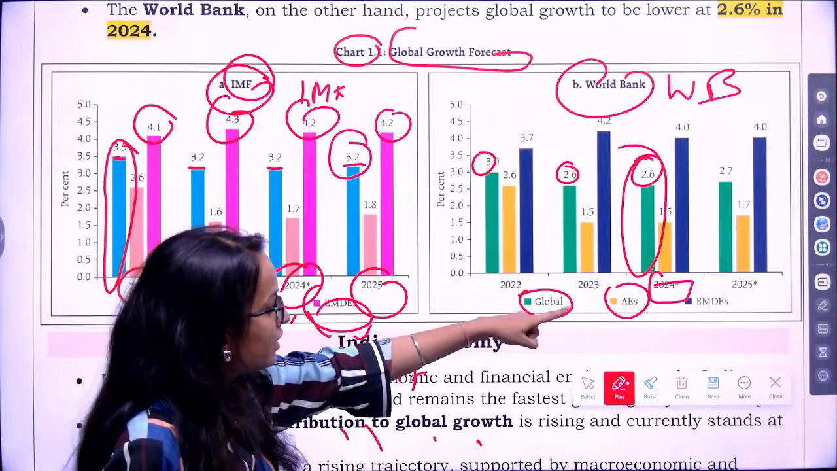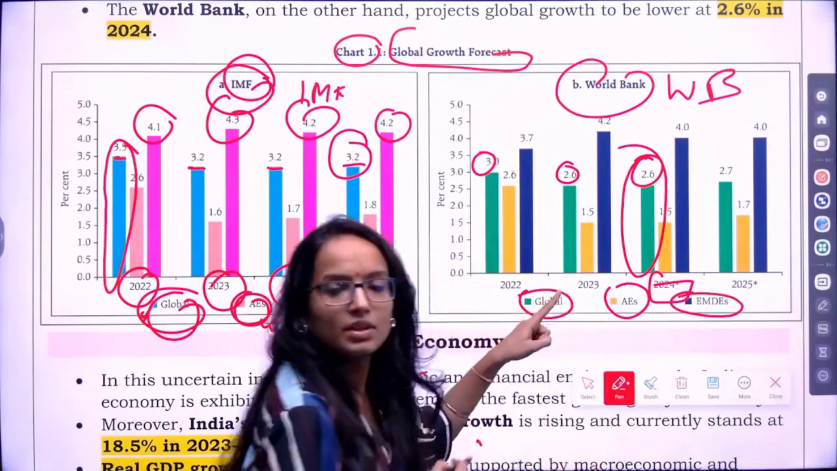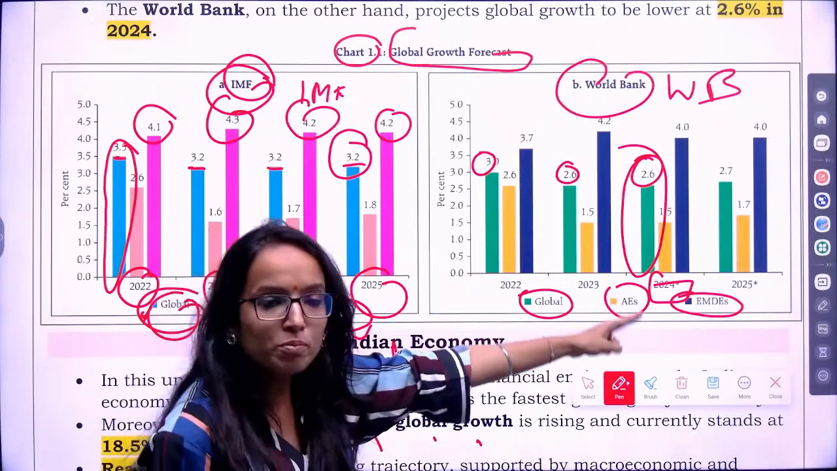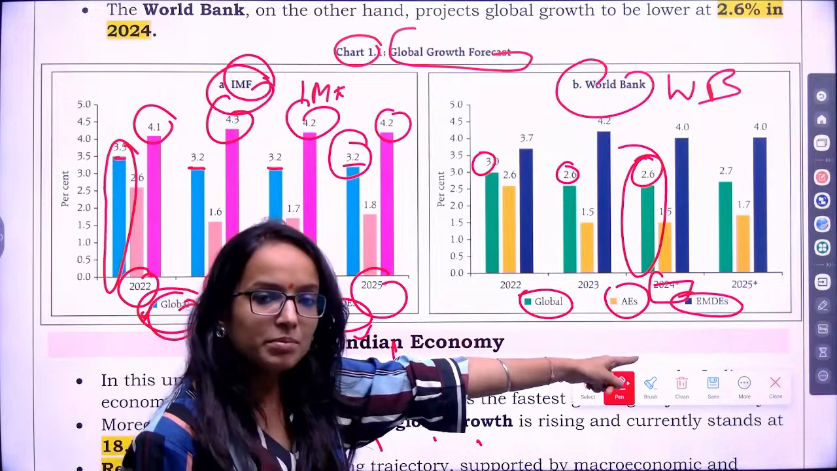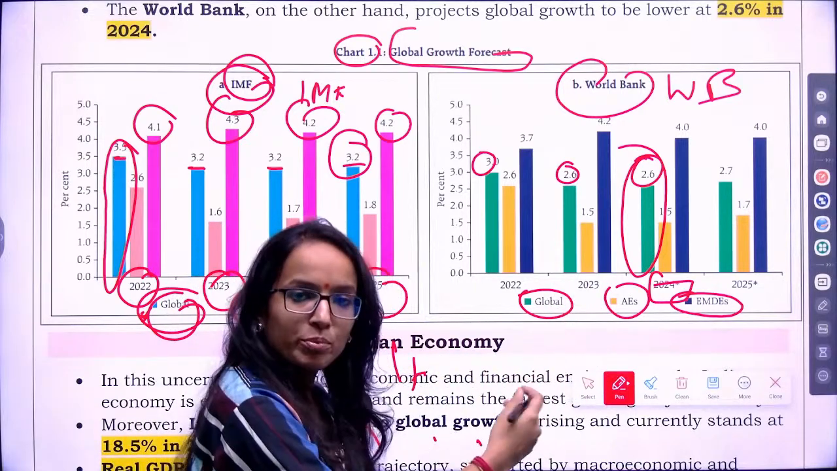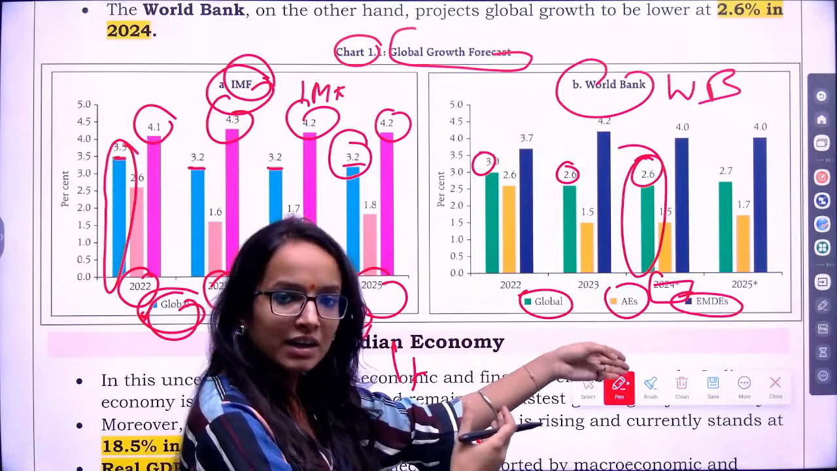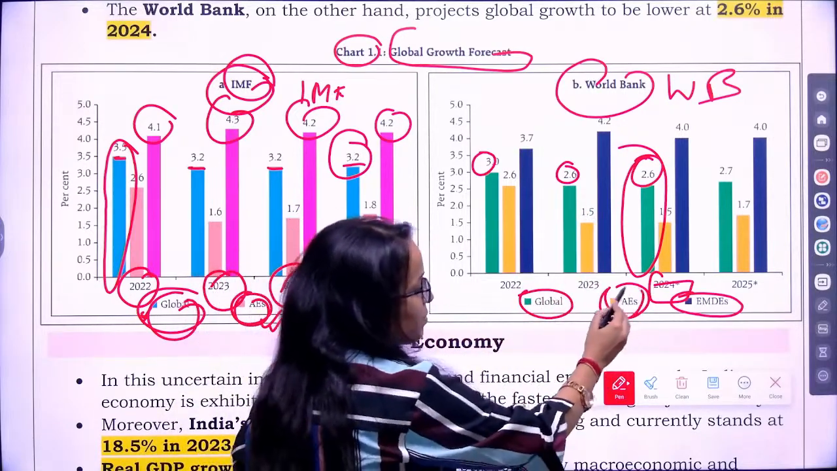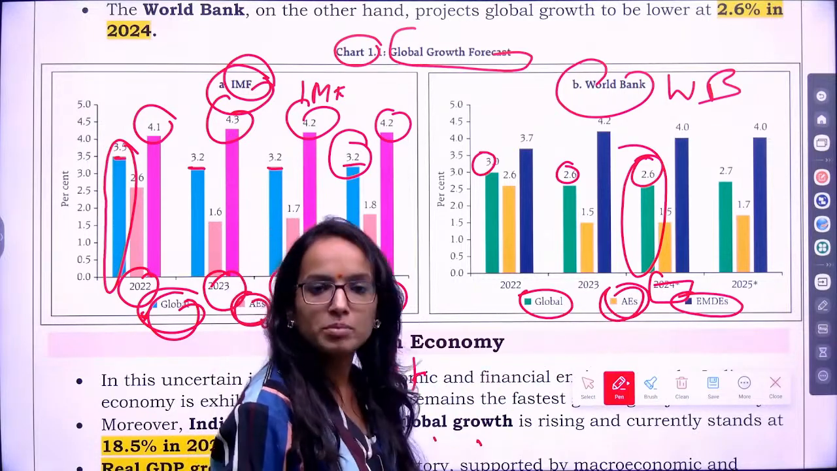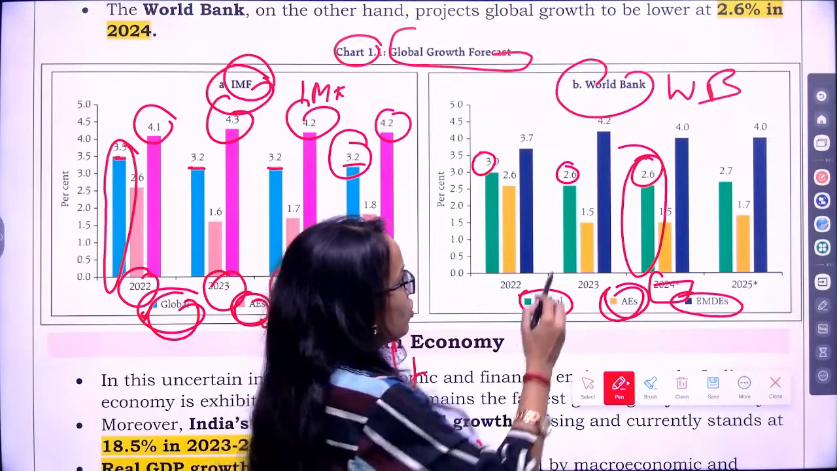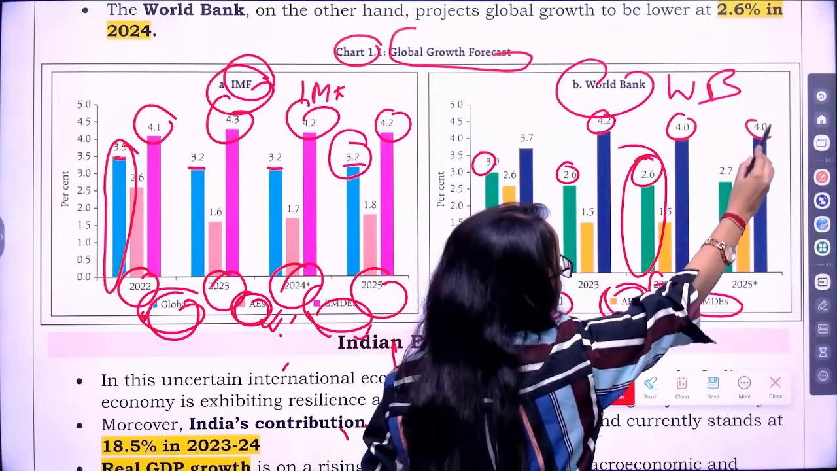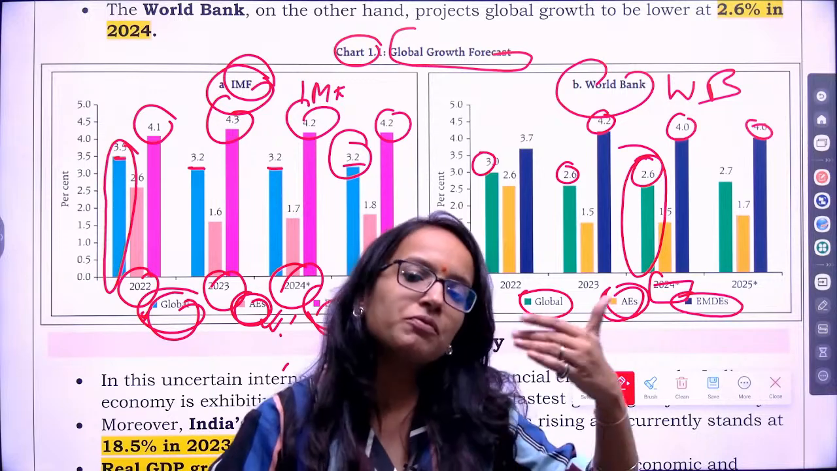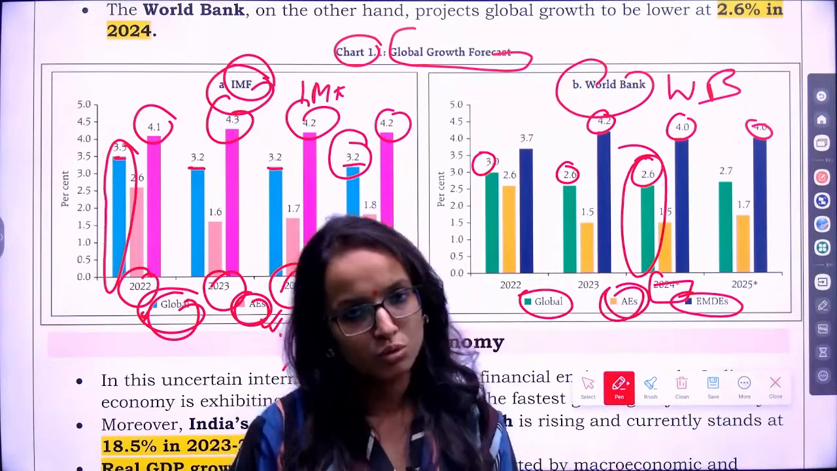Right? Again here you see the blue one is EMDEs, emerging market and developing economies. So the blue bar graphs are representing the EMDEs. Again, the growth forecast or projection for these emerging market and developing economies is much higher than the global average, as well as compared to the yellow ones, which are your advanced economies. So this is a general trend which you should notice, that emerging market and developing economies are projected to be growing at a faster rate than the global projected growth rate.